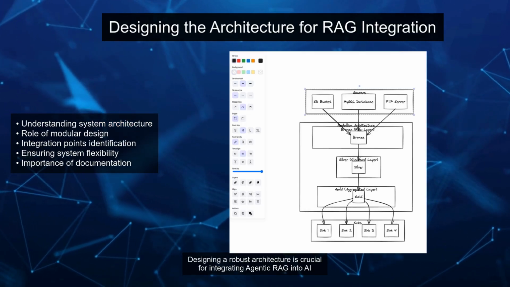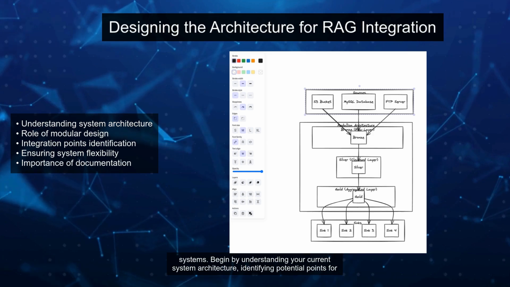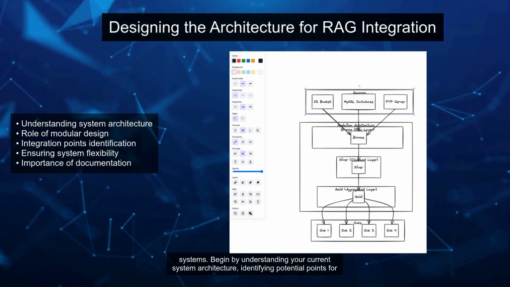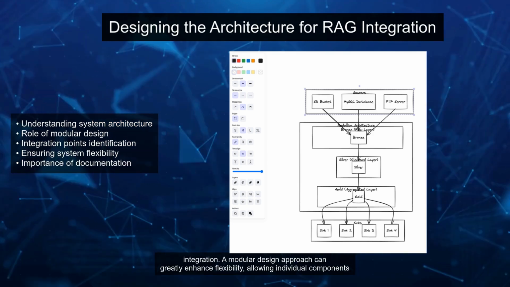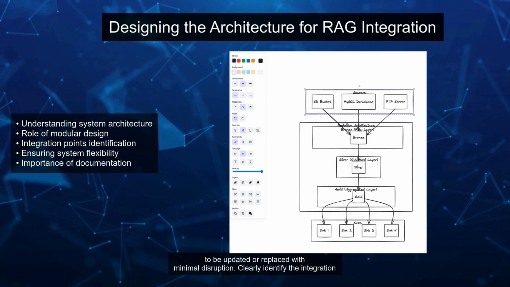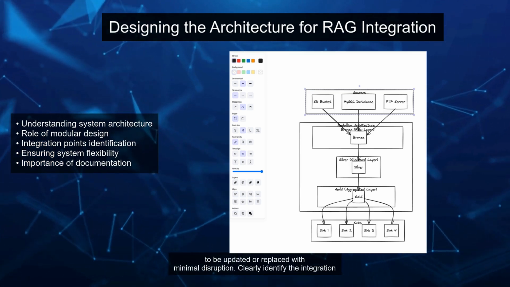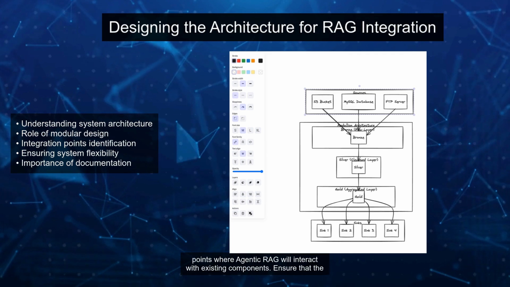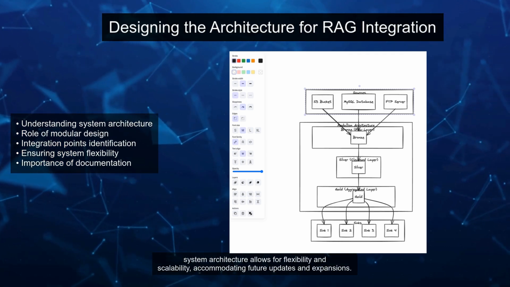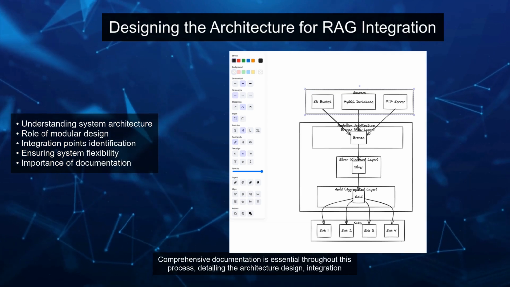Designing a robust architecture is crucial for integrating Agentic RAG into AI systems. Begin by understanding your current system architecture, identifying potential points for integration. A modular design approach can greatly enhance flexibility, allowing individual components to be updated or replaced with minimal disruption. Clearly identify the integration points where Agentic RAG will interact with existing components. Ensure that the system architecture allows for flexibility and scalability, accommodating future updates and expansions.